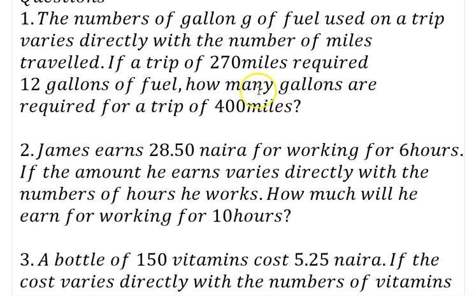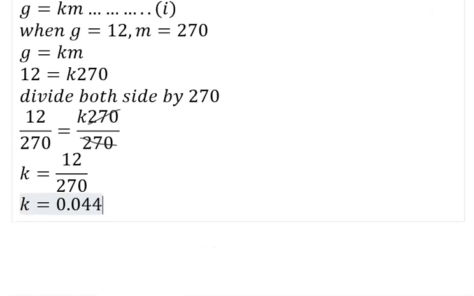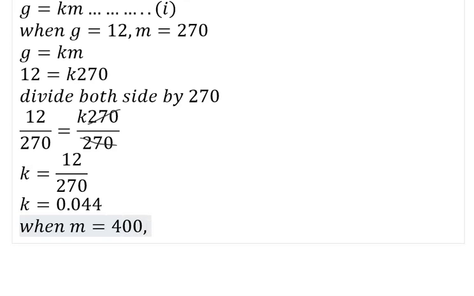The question says, how many gallons, that's G, are required for a trip of 400 miles? We are given M. We have to look for G. M is 400. So when M is 400, we have to look for G.